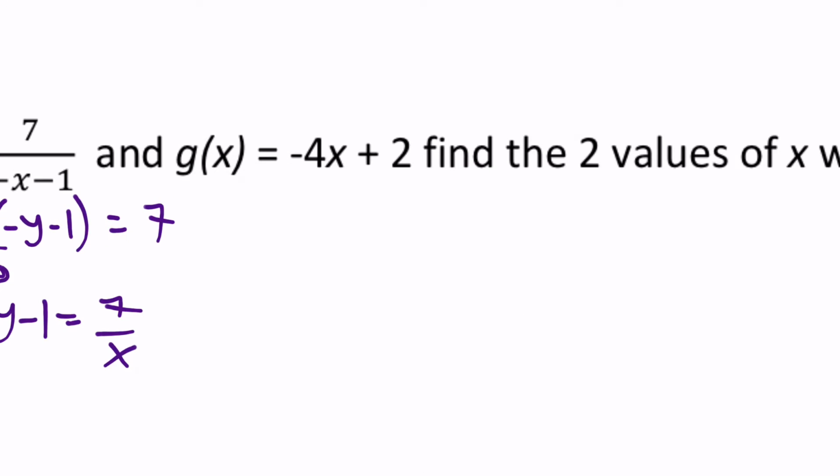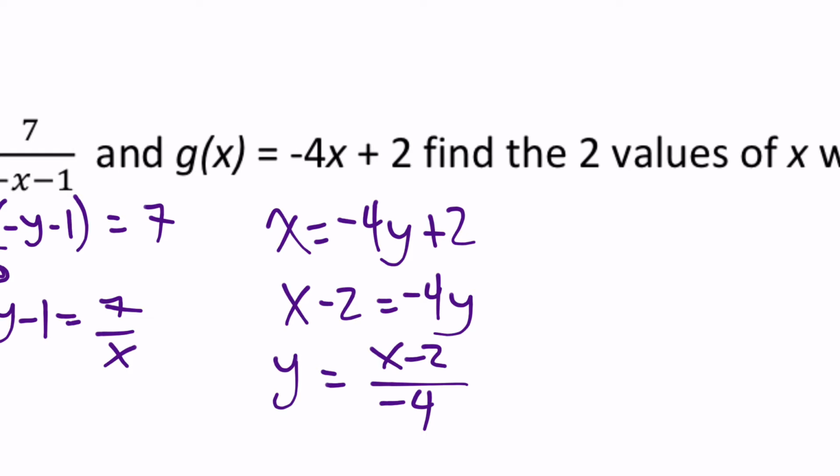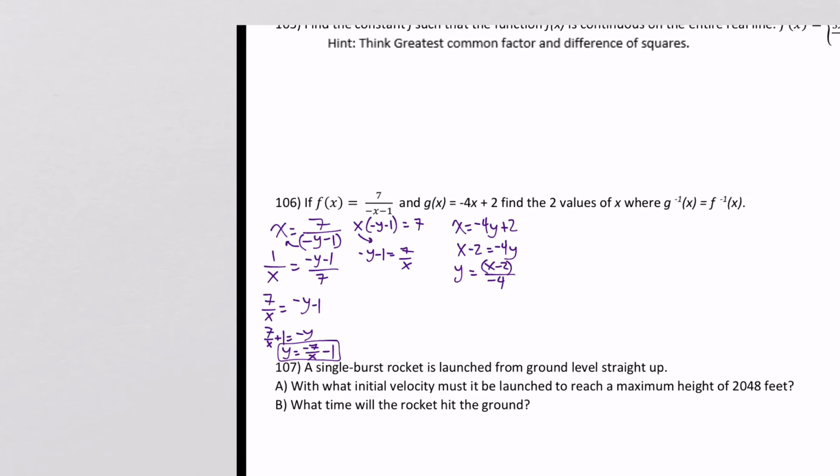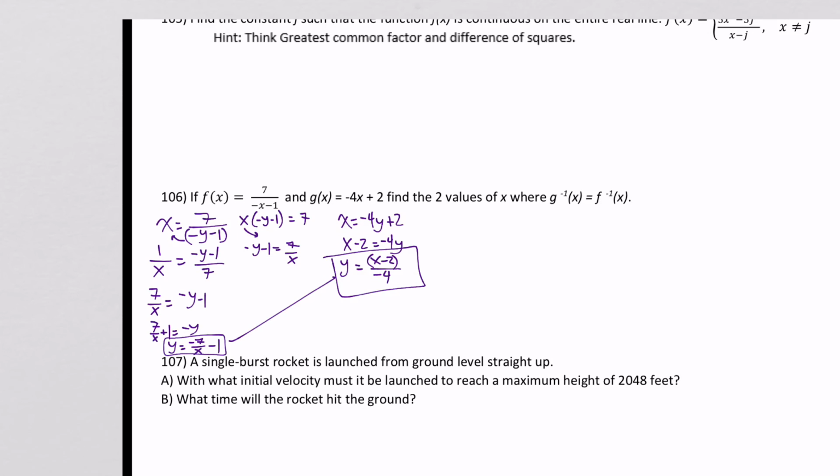If you did the same thing with g of x, you would write x equals negative 4y plus 2. You would subtract 2 to get x minus 2 equals negative 4y. You would divide by negative 4 to get y equals x minus 2, all divided by negative 4. So you could enter that into parentheses and graph it. And now you can graph both of those and calculate the intersection point and find the x values, and you will get the same exact answer we did before when we found the y values of the intersection point. But that only worked because of the crucial idea about inverse functions that x and y swap.